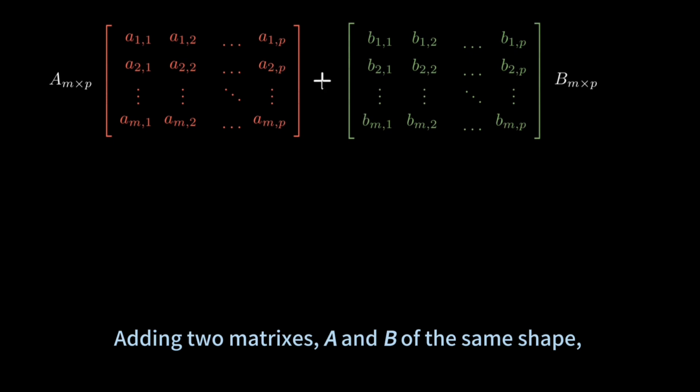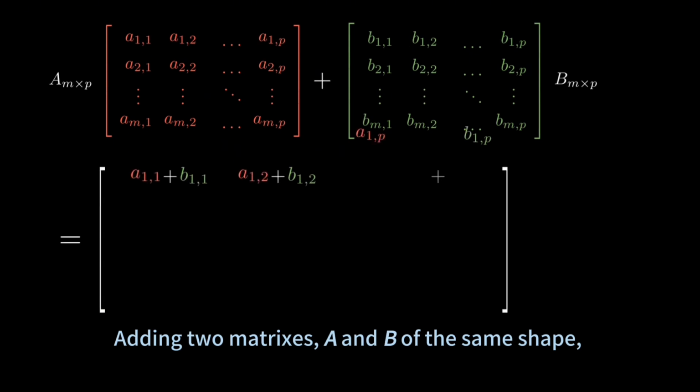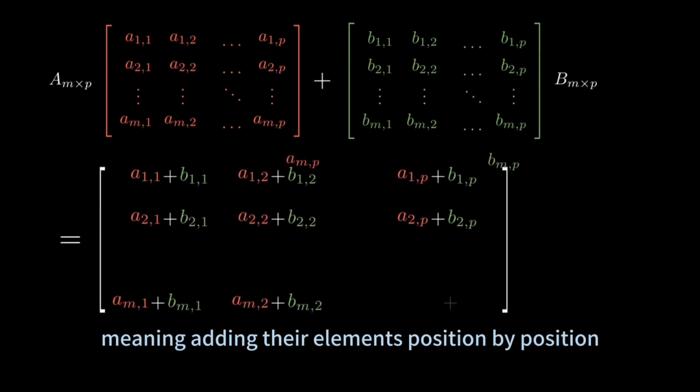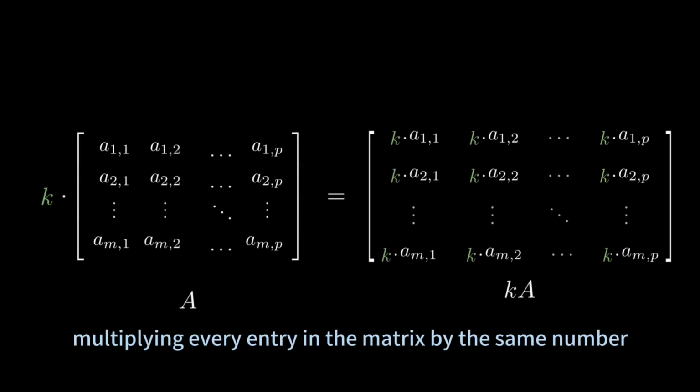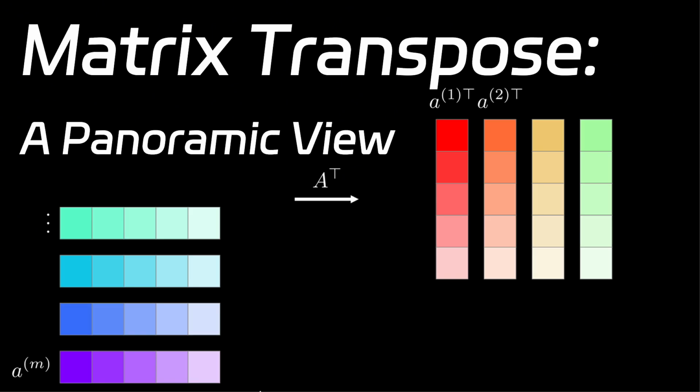Adding two matrices, A and B, of the same shape means adding their elements position by position. Scalar multiplication means multiplying every entry in the matrix by the same number.